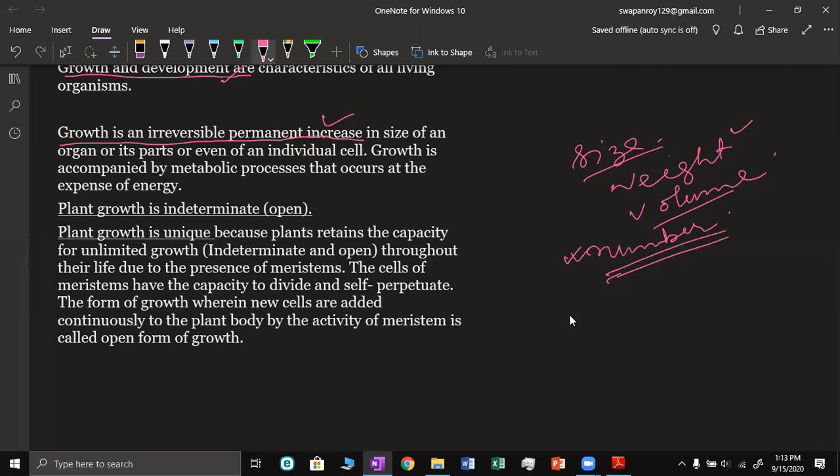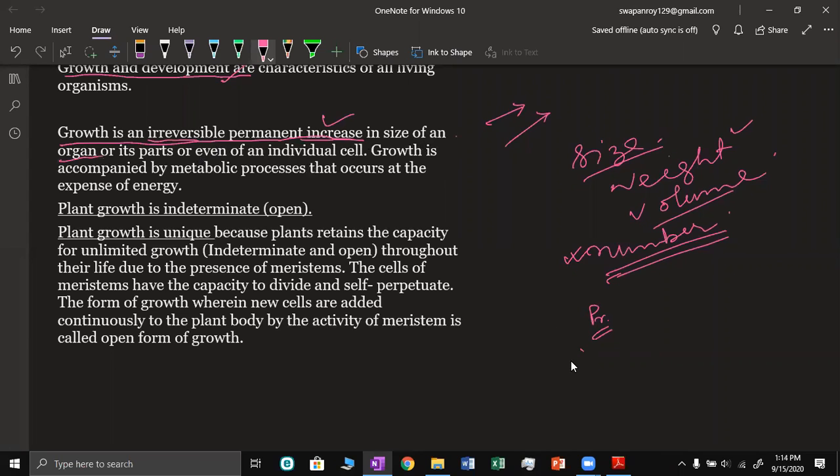For unicellular organisms, when they grow, what usually happens is that protoplasm is formed, so their size and mass also increase. So this is permanent and irreversible. That is a one-way traffic, you can say. It increases but does not decrease. So growth is an irreversible and permanent increase in size of an organ.